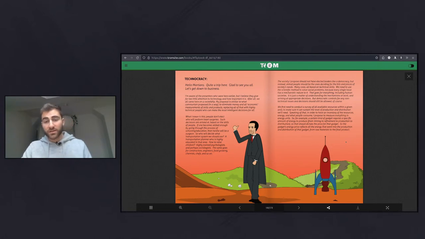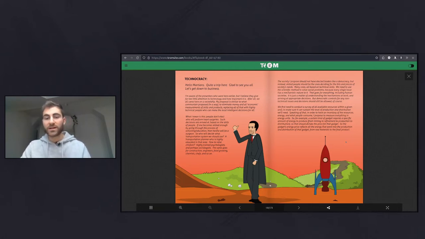We first need to conduct a survey of all available resources within a given area to make sure it can sustain the level of production and distribution we'll need. Speaking of that, in order to have an inventory of the resources, energy and what people consume, I propose to measure everything in energy units.